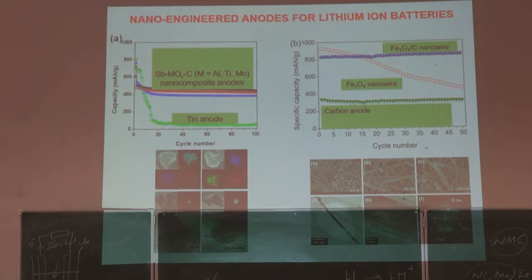What about nanowires? Is it only research, or can you buy them? Still, I think very few companies can make large quantities of nanowires. That's the problem.